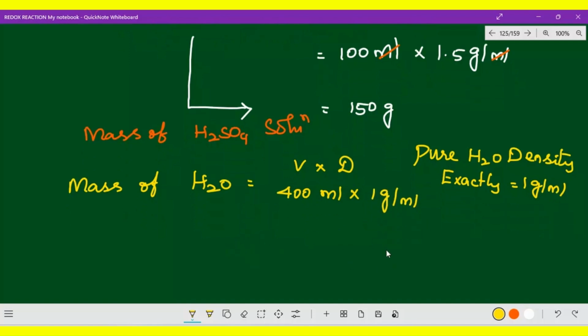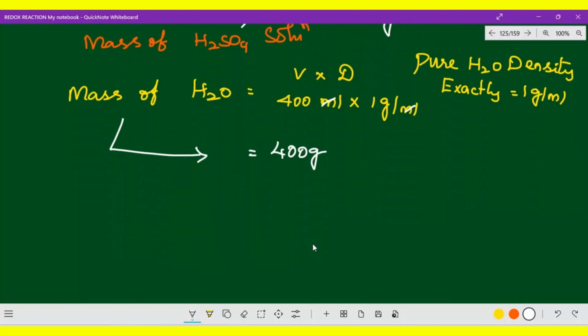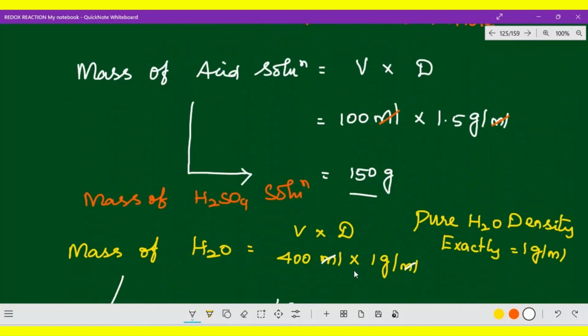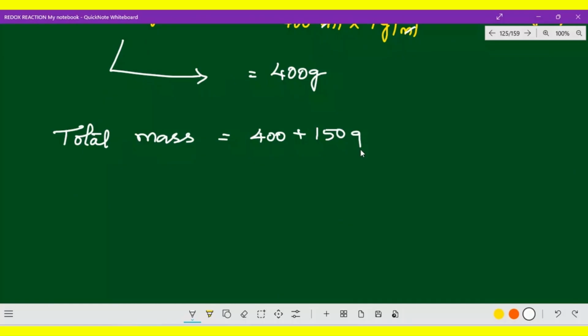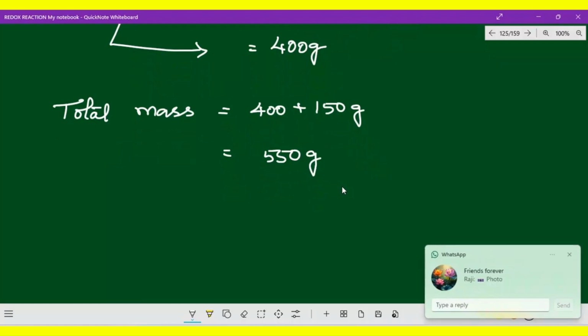Now the mass of water, what is it? This ml and ml will be cancelled, right? Now how much is it? The mass of water is 400 gram. Now the total mass of the acid solution and the water. So the total mass, how much? This is 150 and that is 400, so you will get 550 gram.